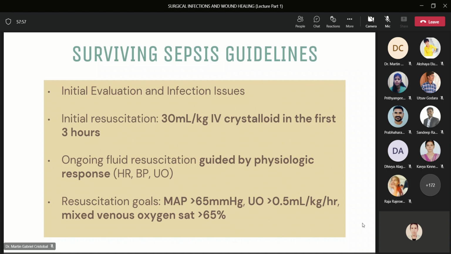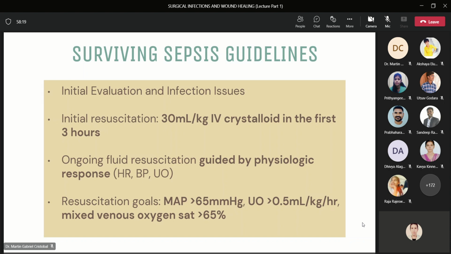Lastly, we have the Surviving Sepsis guidelines. So, initial resuscitation. We begin resuscitating immediately in patients with hypotension or an elevated serum lactate, with a resuscitation goal of at least 30 ml per kilo IV crystalloid given in the first 3 hours.